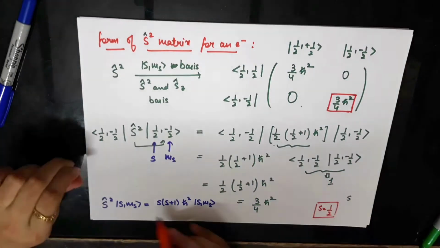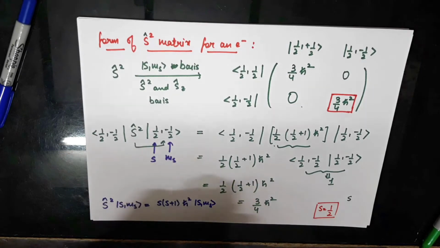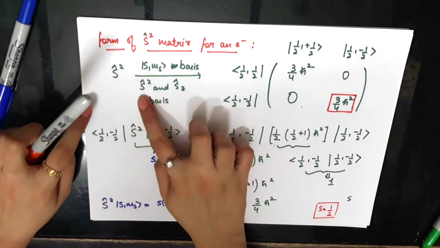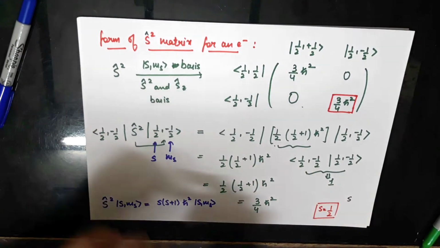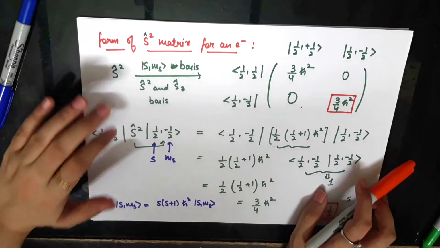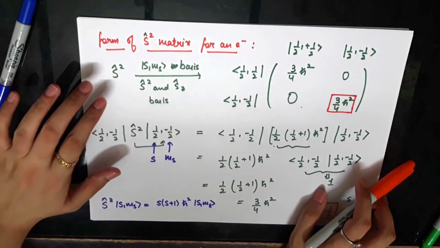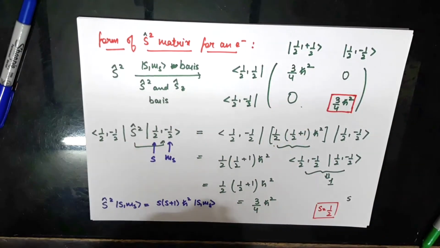S into S plus 1 is always 3 by 4 h bar squared. So it's not plus minus half. That sign goes with Sz but not with S squared, so it has the same eigenvalues always. And I've been dealing with S squared, the total spin angular momentum squared magnitude. If you just want the magnitude of total spin angular momentum, that is just the root of these eigenvalues.